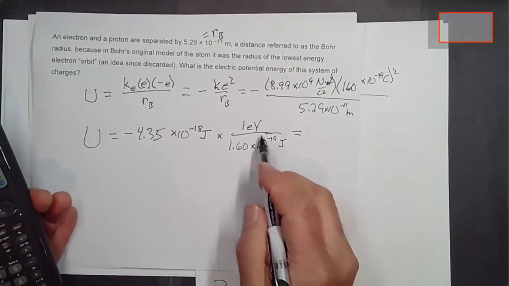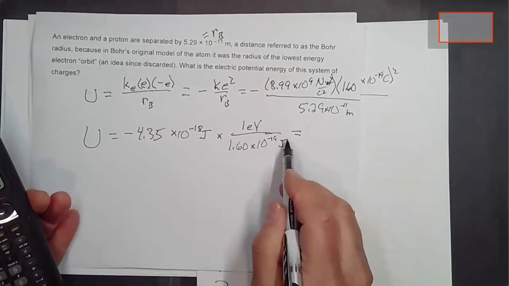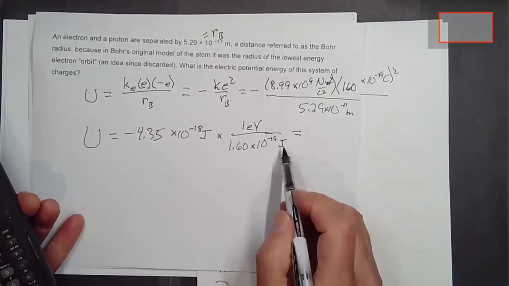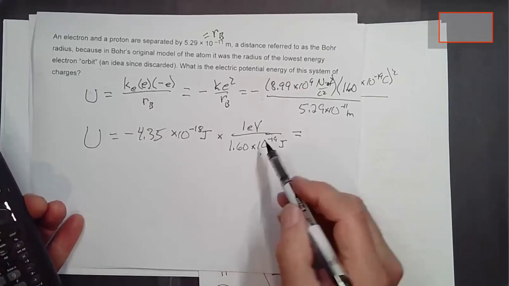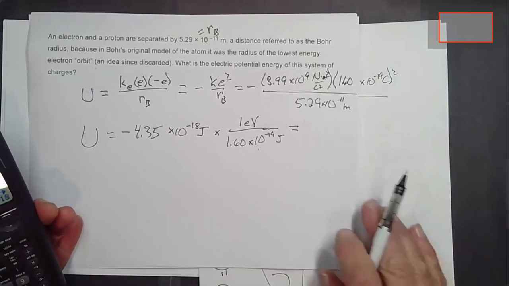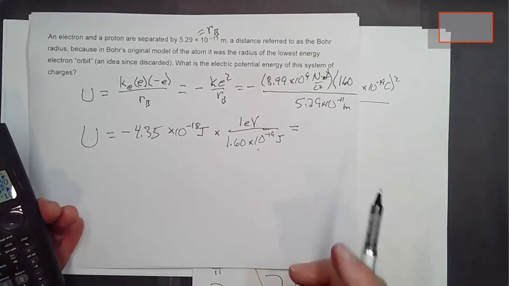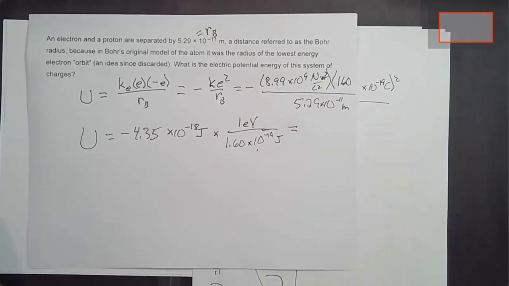Now, this is no accident, and I'll talk about where the electron volt comes from in a little while. This number is the same as the charge on the electron, and I'll explain what's going on with that. But if I divide this by 1.60 times 10 to the minus 19th joules, I'll get something that's not quite so tiny.